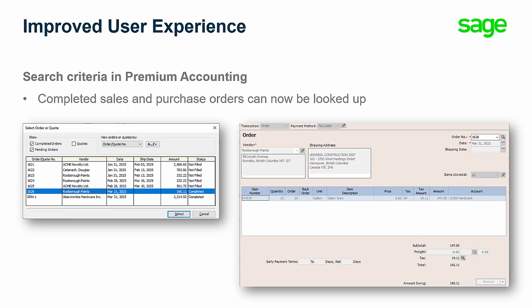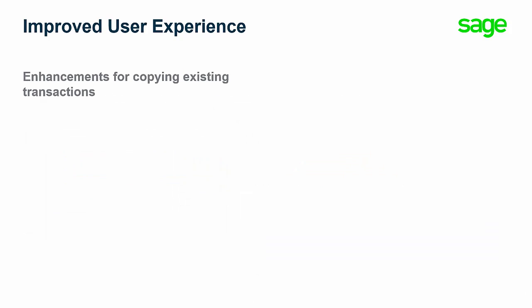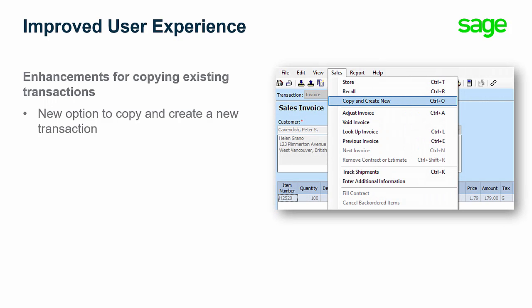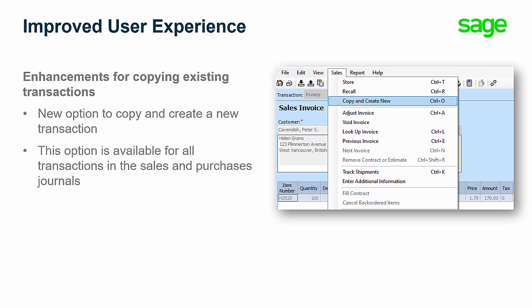In the Sales and Purchases journals, we have added an option to copy and create a new transaction. This is particularly useful if you would like to reorder items that had been ordered in the past from a vendor, or if you bill a customer for a service they had purchased before. Prior to this release, this feature was limited to sales and purchase orders in Sage 50 Quantum Accounting. You can now use the Copy and Create feature for all transactions in the Sales and Purchases journals.